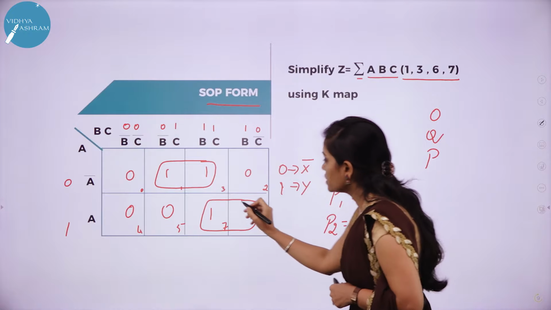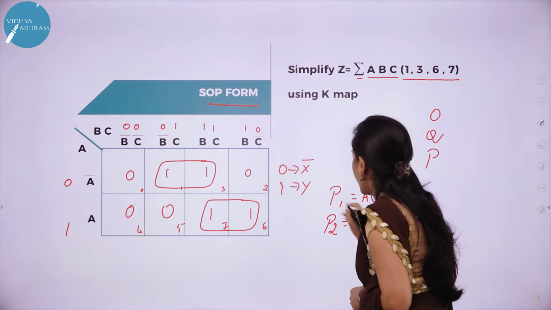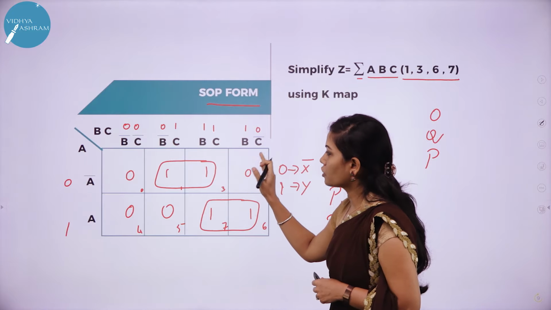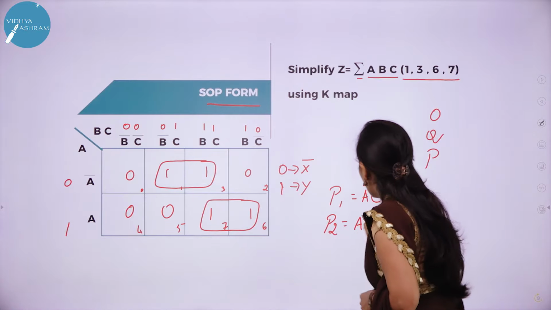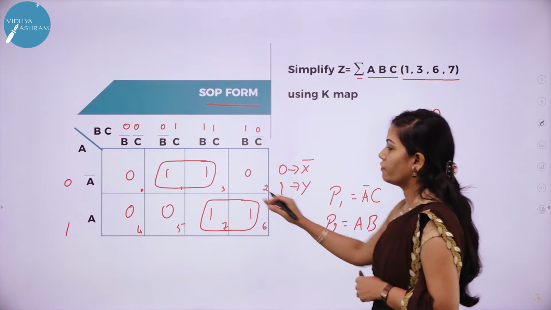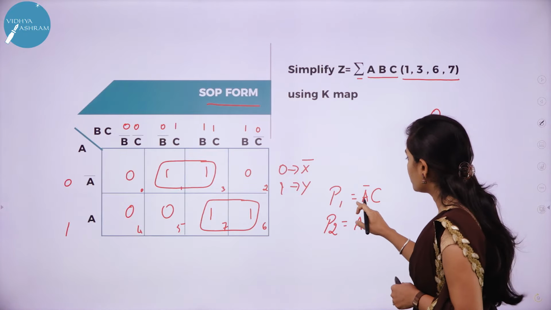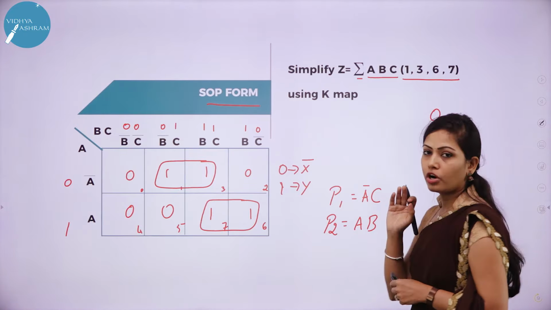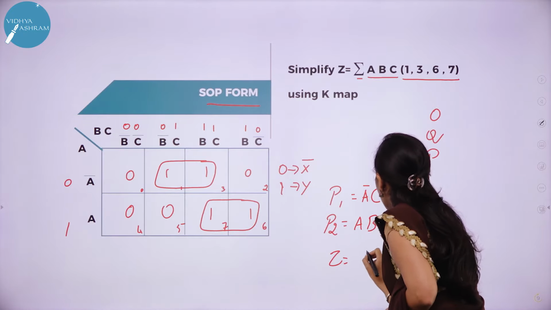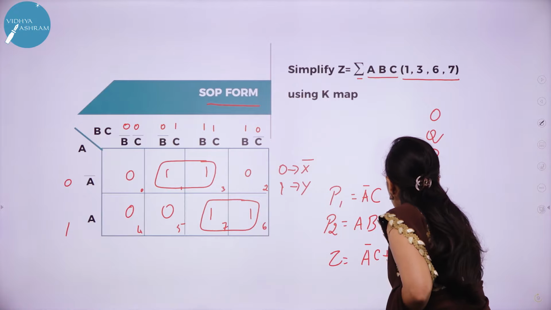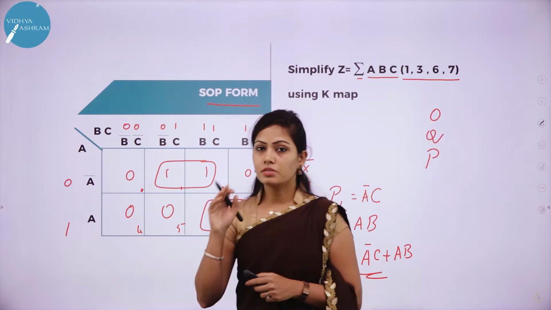Pair 2. Which is the common factor in the row? A is common. And in the column, which is the common factor? BC plus BC bar, B is the common factor. So we have only two pairs. In pair 1 we got A bar C, in pair 2 we got AB. So the final expression is Z equals A bar C plus AB. This is your expression. It's very simple.